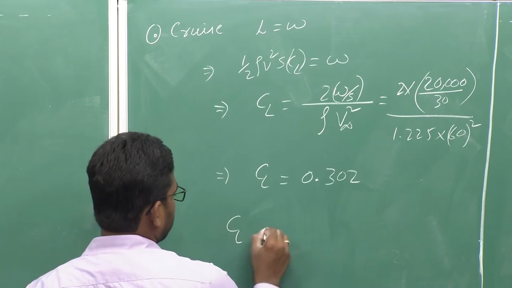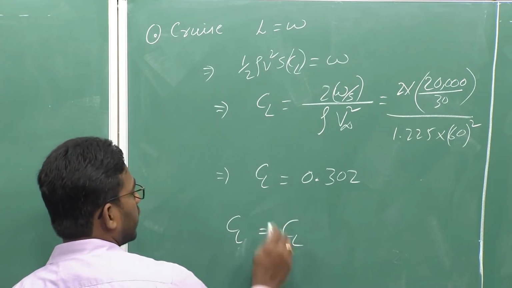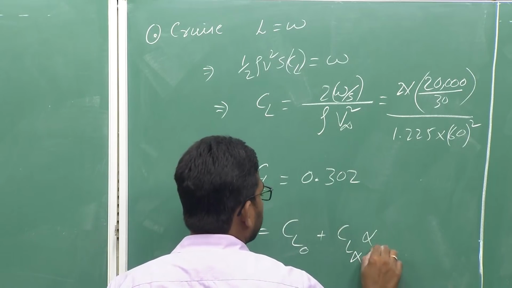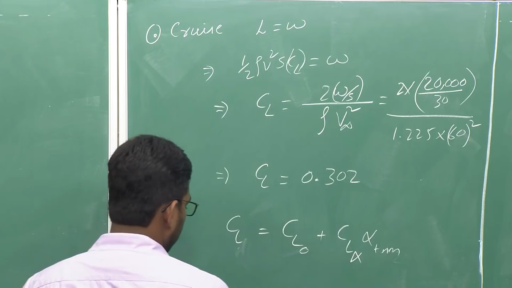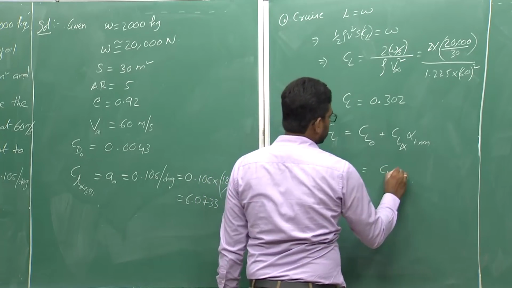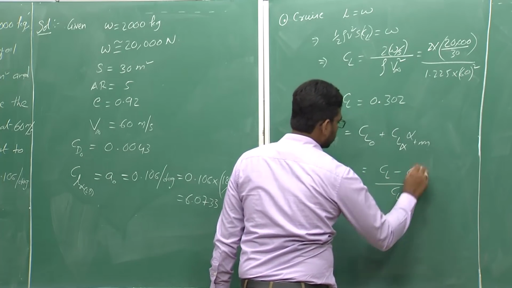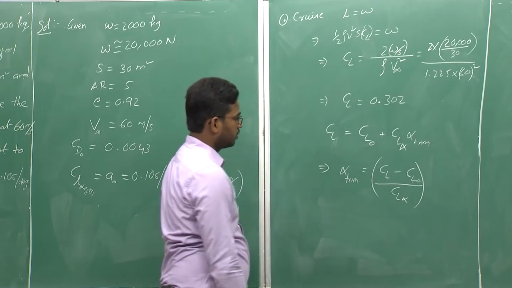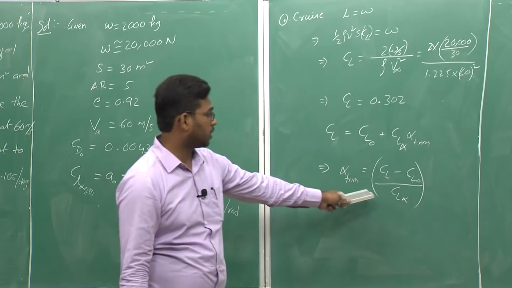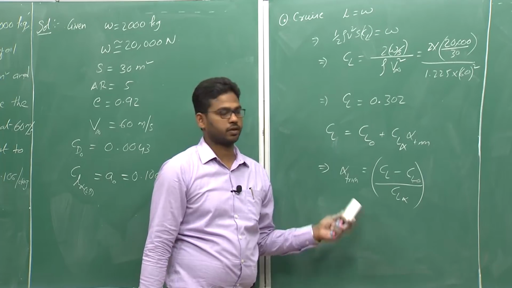So, assuming a linear range of angle of attack, the CL design, or CL for this particular flight condition, is equal to CL naught plus CL alpha of wing into alpha trim. So alpha trim is equal to CL for this current condition minus CL naught, divided by CL alpha of 3D. Now, we need to find CL alpha and CL naught of the wing. If you know them, you will be able to find the corresponding trim angle of attack.